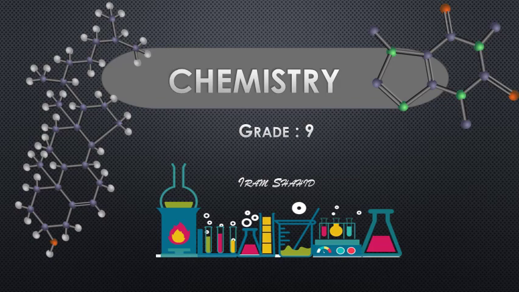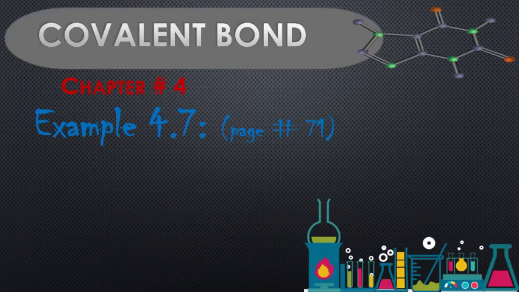So today we will discuss some more examples of covalent bond, their drawing of their structures and explanation as well. Dear students, we are doing our chapter number 4, structure of molecule.